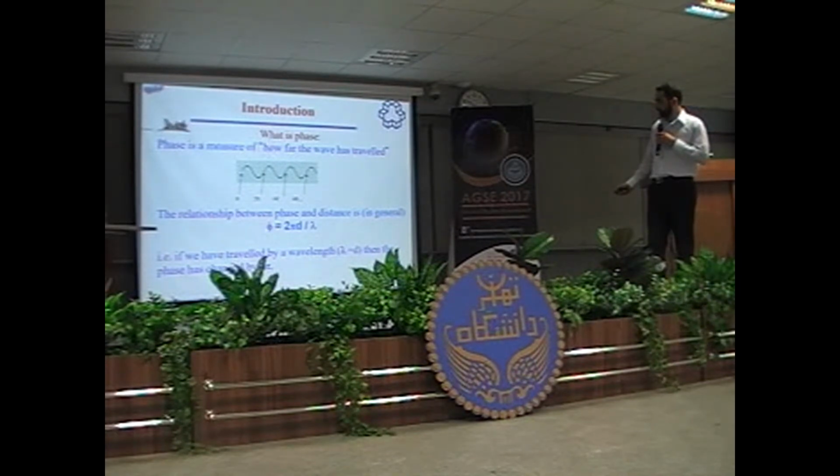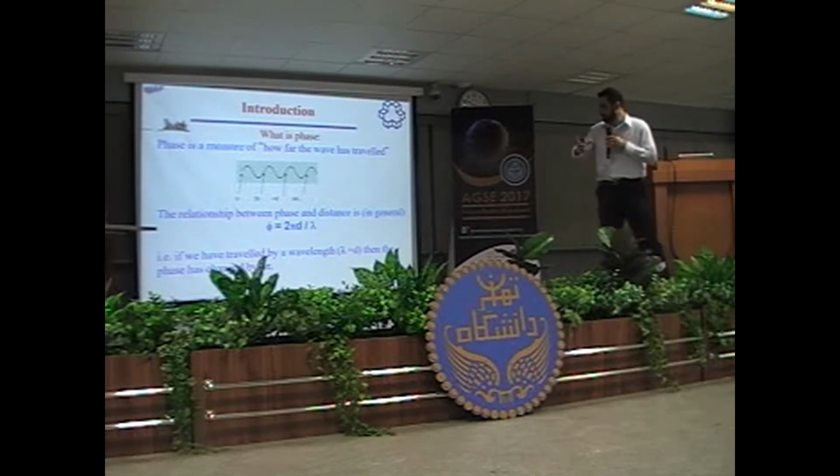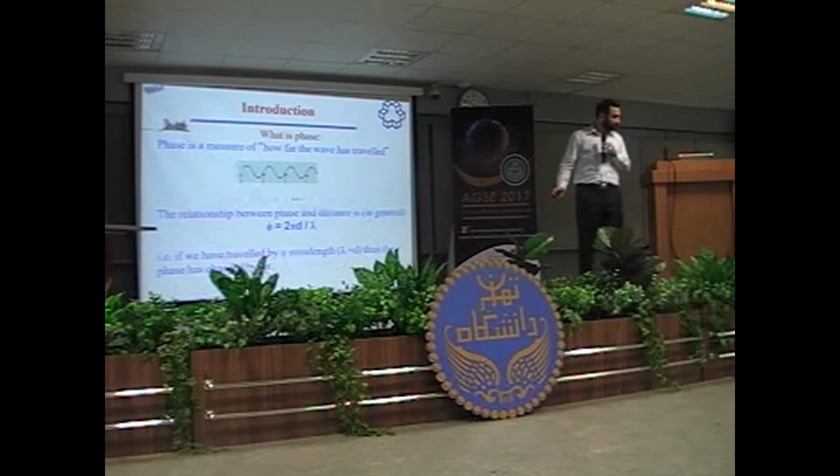This is like the phi and the lambda, the d. The d is the distance that is taken. The wave has taken phi equals 2 pi d over lambda. Lambda is the wavelength, and d is the distance. And yeah, if the wave is traveled by one wavelength, lambda equal to d, then the phase will be 2 pi. Right? 2 pi is like a distance of a lambda from this part to this part.